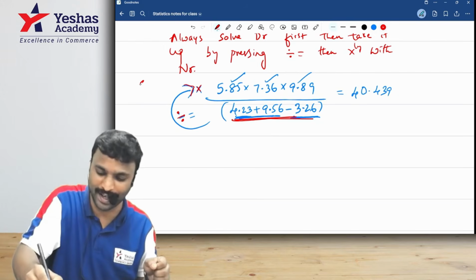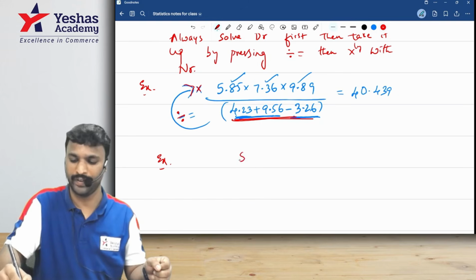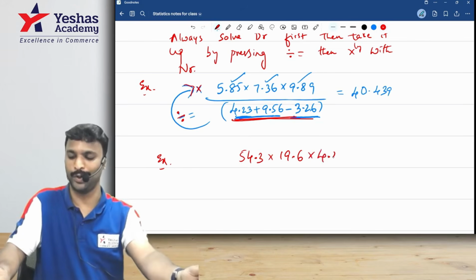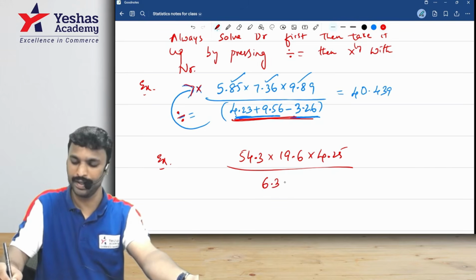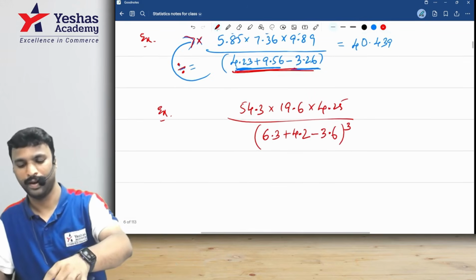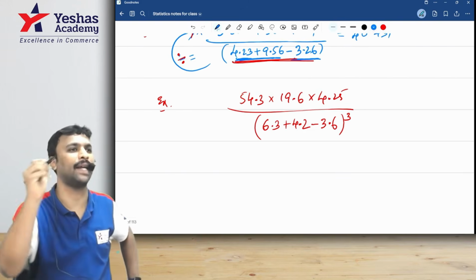Okay, take one more example. 54.3 into 19.6 into 4.25. Denominator: 6.3 plus 4.2 minus 3.6 power. Tell me, is the numerator simple or complicated?